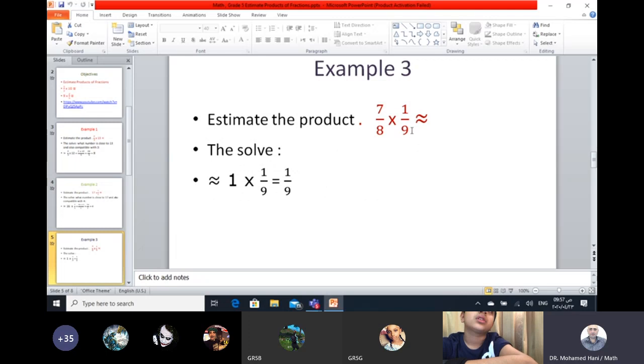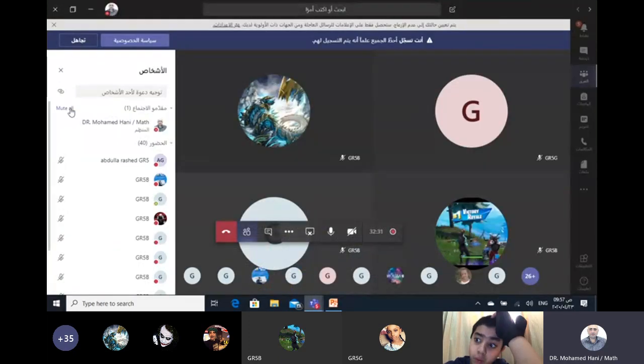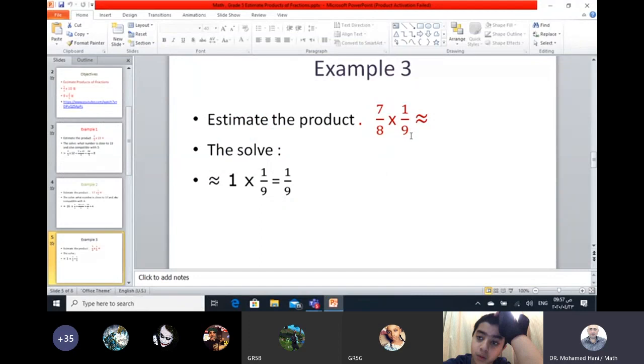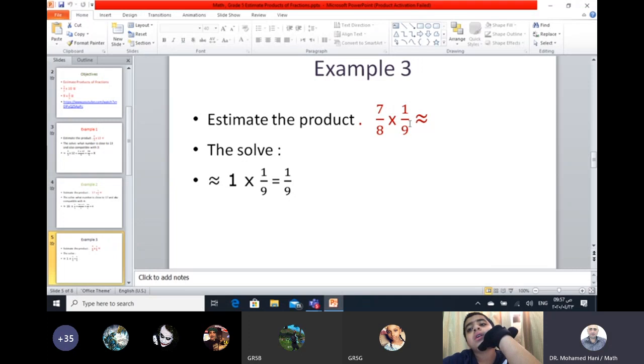When you have two fractions, here we have two methods. It's up to you. You can estimate the two fractions, or you can estimate just one. So the estimate of 1 over 9 will be 0. In my example, I just estimate 7 over 8. The estimate of 7 over 8 will be 1. And here keep the same number, 1 over 9. 1 times 1 over 9 will be 1 over 9.